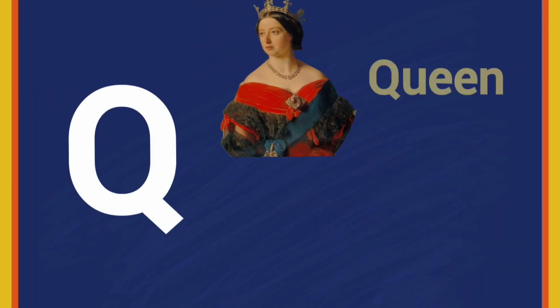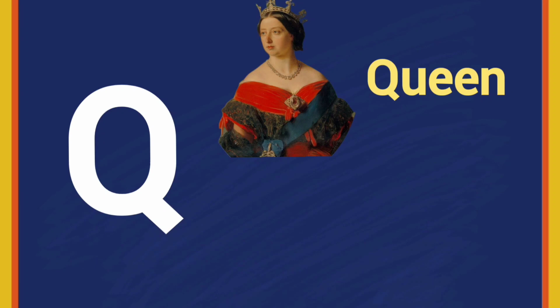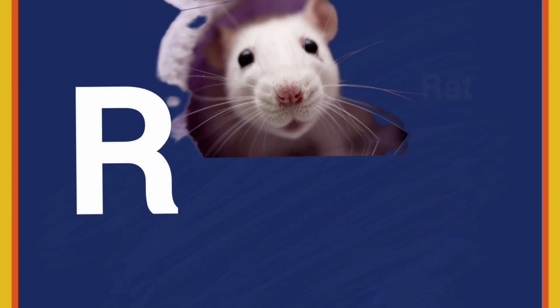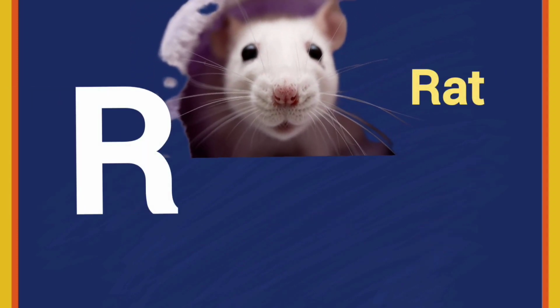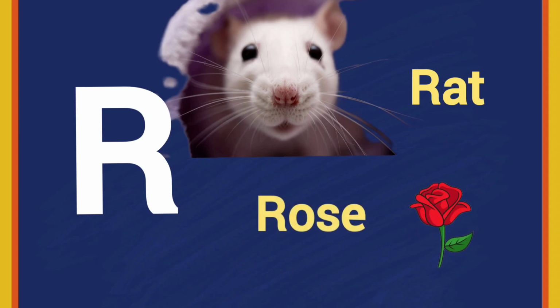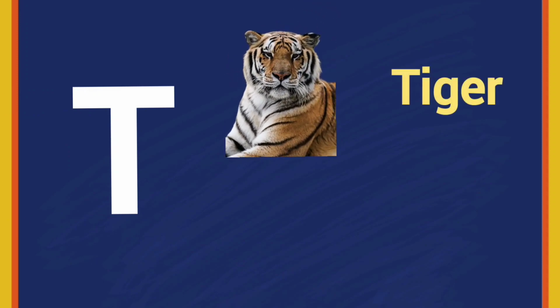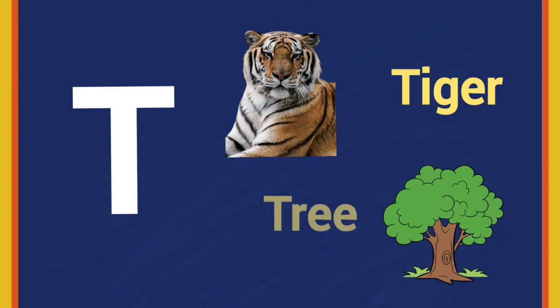Q. Q for queen. Q for quill. R. R for rat. R for rose. S. S for sun. S for star. T. T for tiger. T for tree.